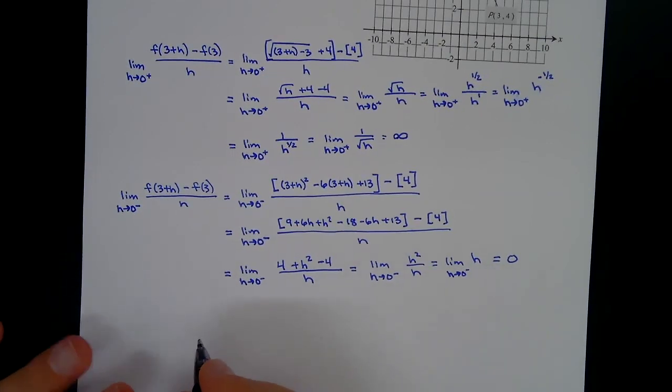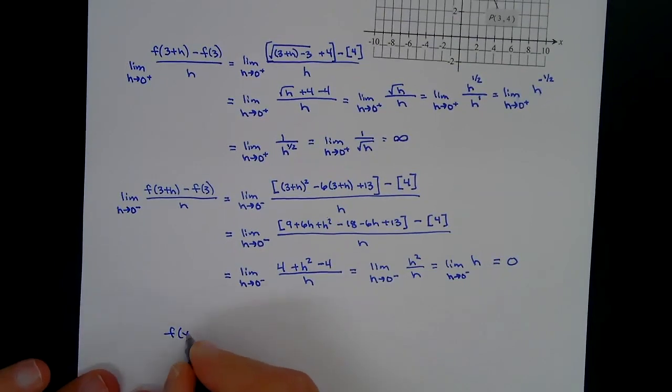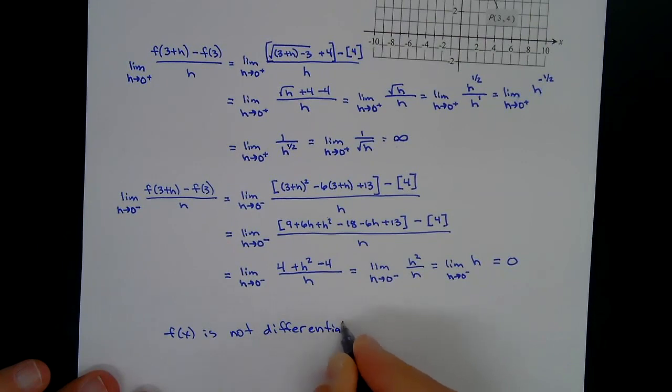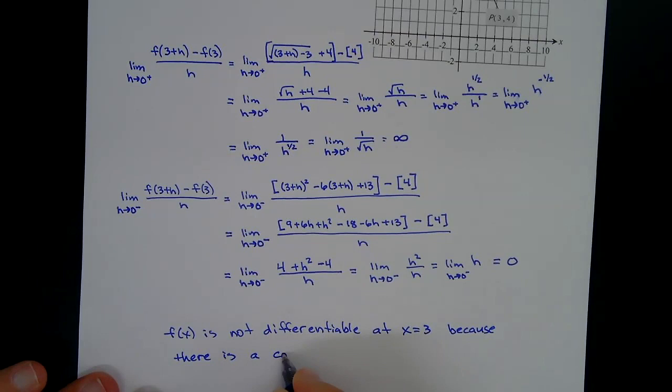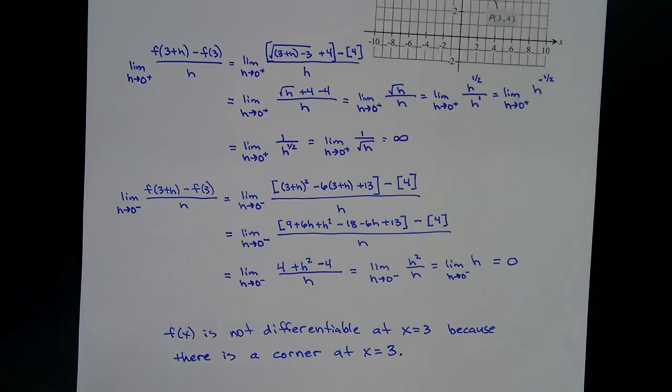So we would say f of x is not differentiable at x equals 3 because there's a corner at x equals 3. So it's not differentiable here. Why? The corner part, and where is that corner? The corner is at x equals 3, okay?